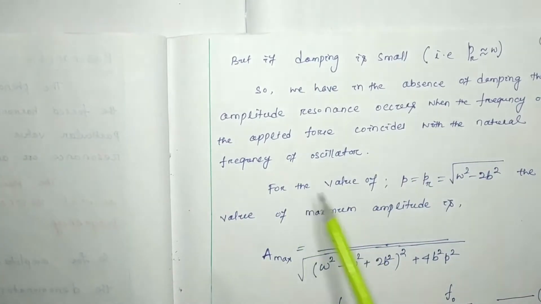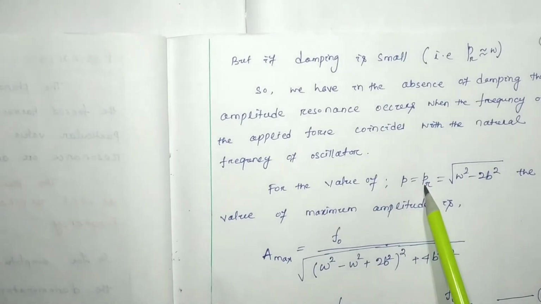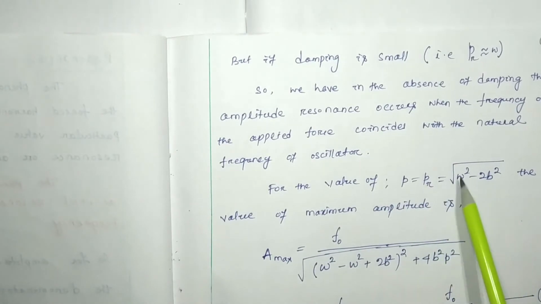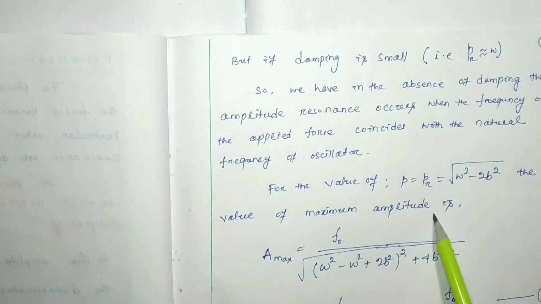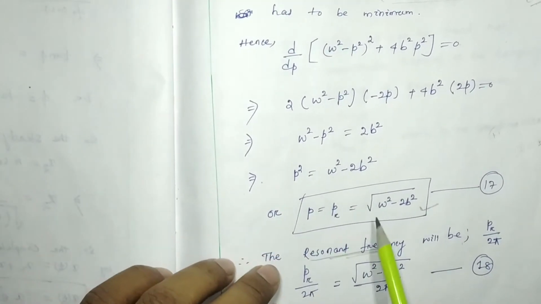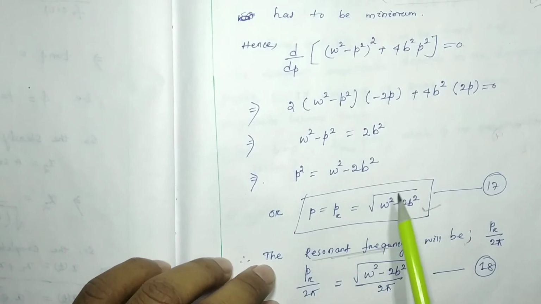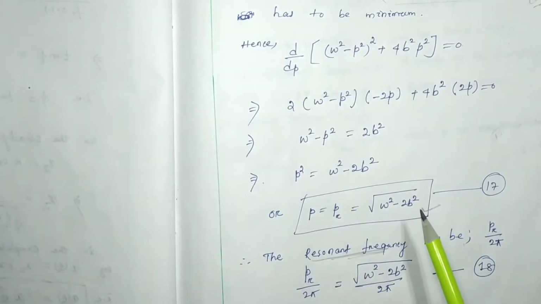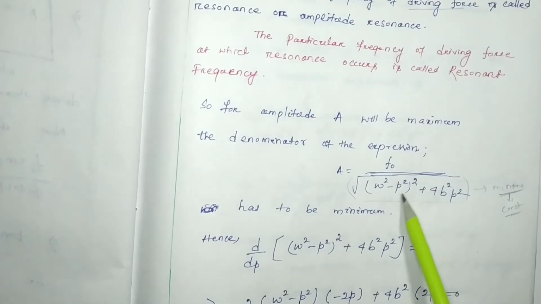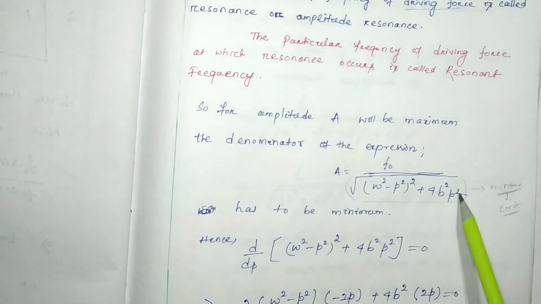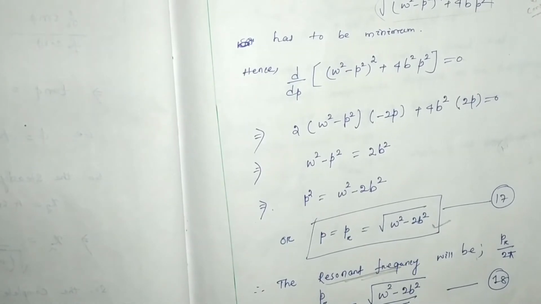Okay, for the value of p equal to p_r, which is the square root of omega square minus 2b square, we can find the maximum amplitude. Now, instead of p, wherever p square is there, we have to put this value. What amplitude can we find? Let's see.